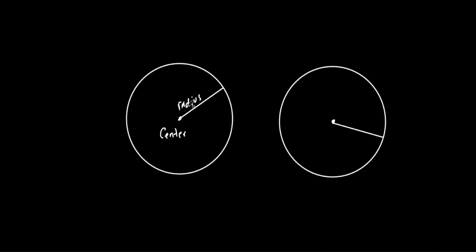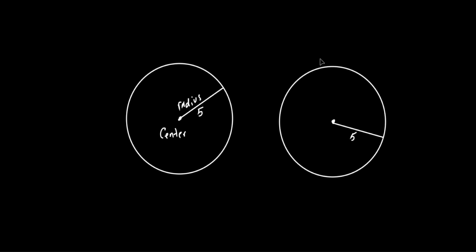So if this radius is 5, and if this radius was 5, tell me something about those two circles. They would be congruent to each other, okay? That's the only thing you have to know about circles to see if they're congruent or not.